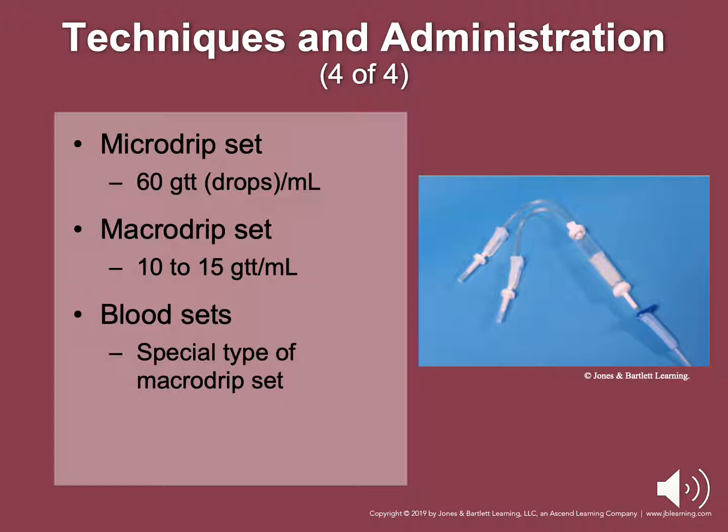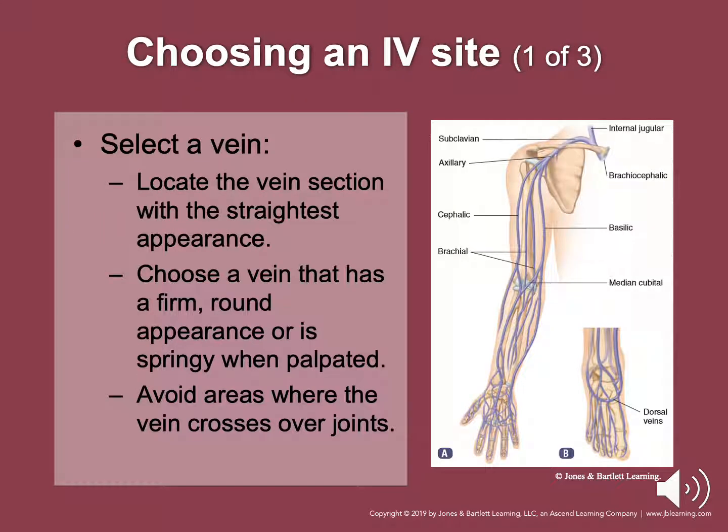All right, choose an IV site. It's your next part of the procedure. Locate a vein section with the straightest appearance. Choose a vein that has a firm, round appearance or is springy when palpated, and avoid areas where the vein crosses the joint.